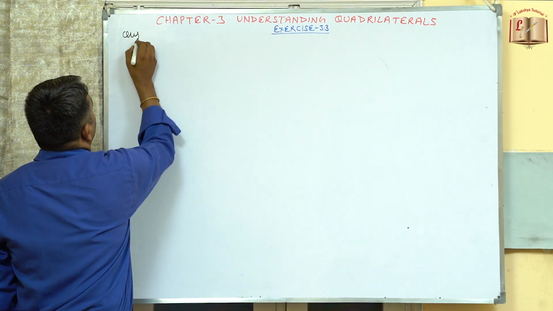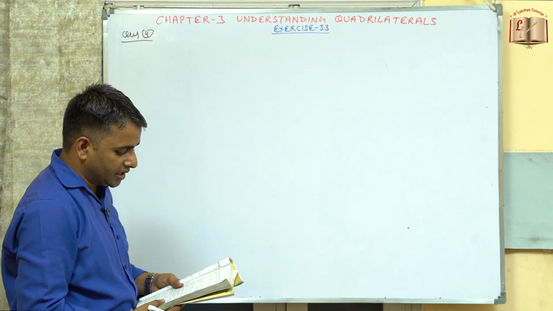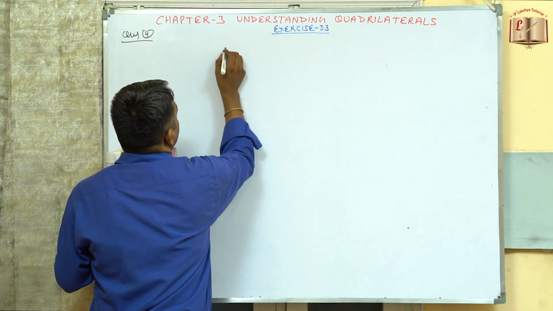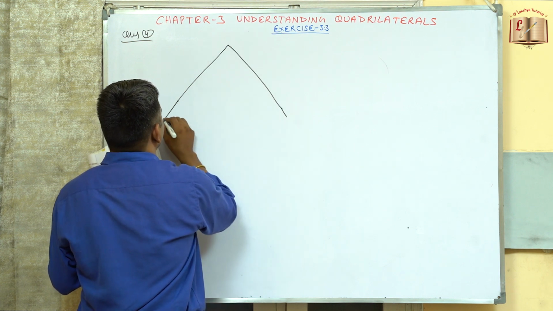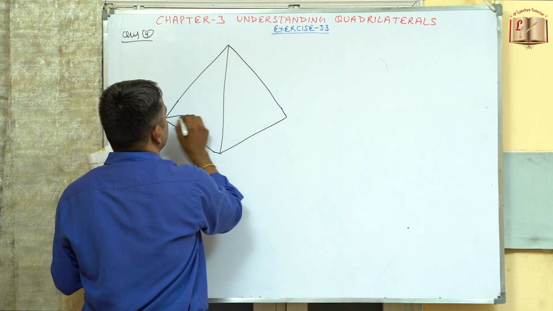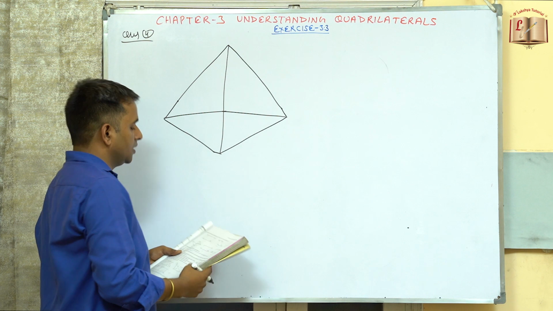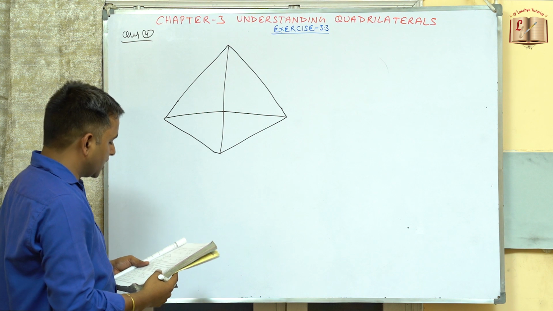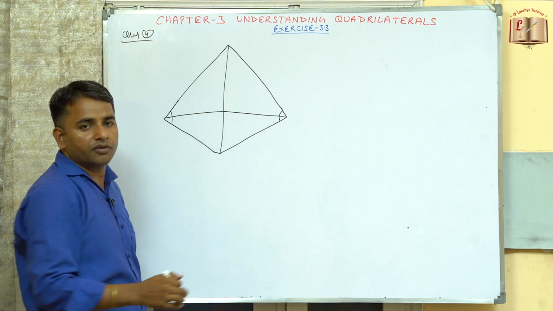So now coming to question number 4. Draw a rough figure of a quadrilateral that is not a parallelogram but has exactly two opposite angles of equal measurement. So this can be a figure for this, where two opposite angles are of equal measurement. So two opposite angles, this and this, they can be of equal measurement.